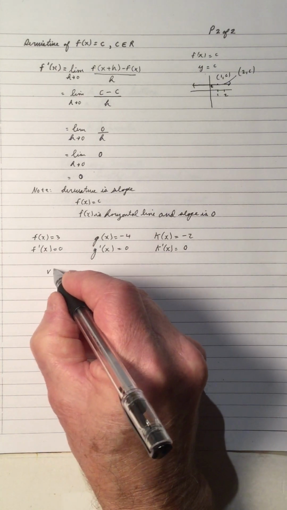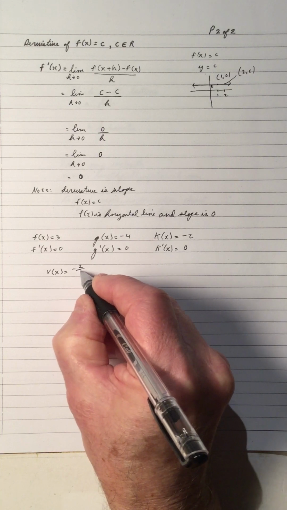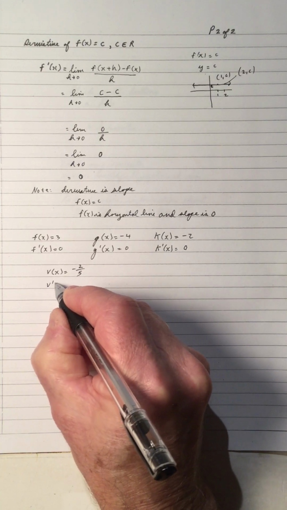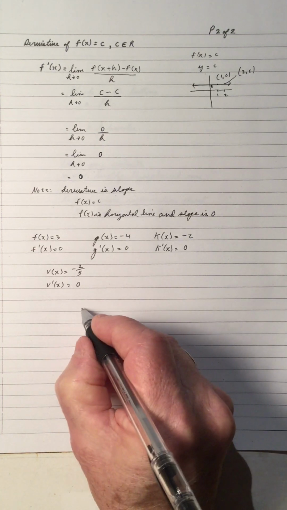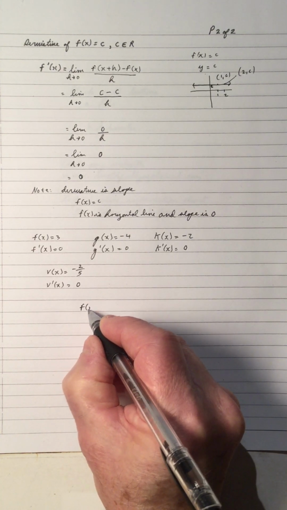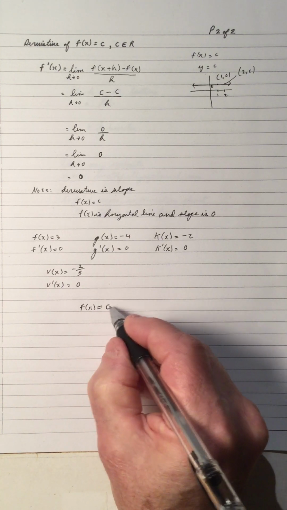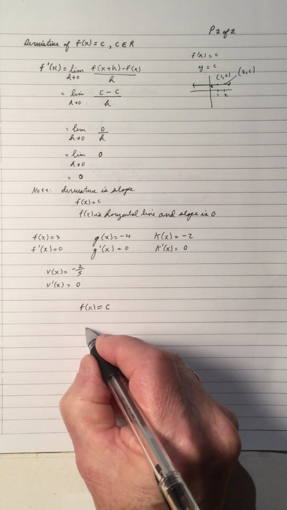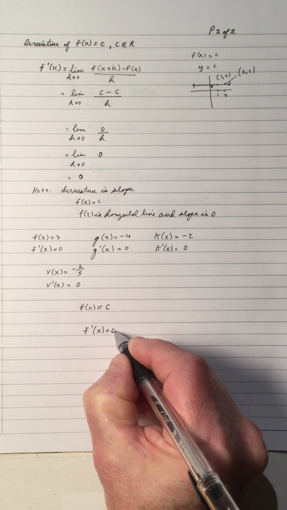And we have v(x) is equal to -2/5, then its derivative, the derivative of a constant, is 0. So to sum that up, if f(x) is equal to c, where c is any constant term, then its derivative, f prime, is equal to 0.